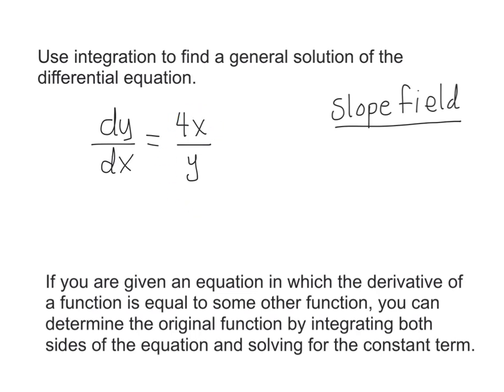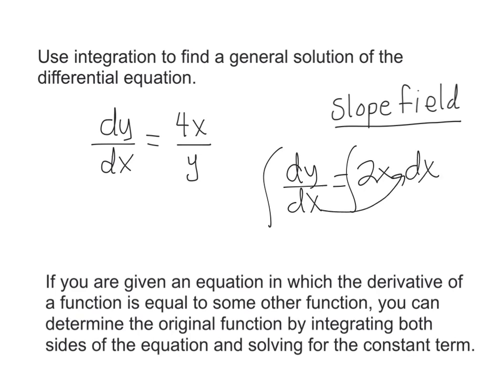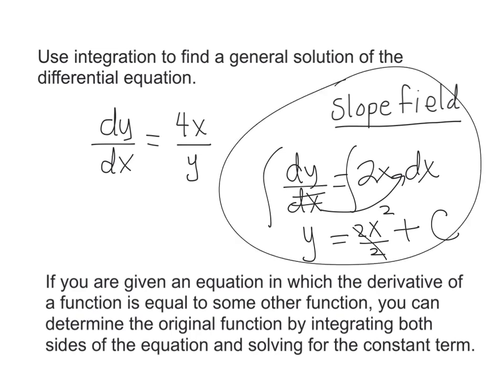So for instance, if I had dy dx is equal to 2x, I could integrate both sides. Actually, what I would do is move the dx over here and then integrate both sides. If I integrated dy, I would end up with y, and if I integrated this, it would be x squared over 2, plus c. And that's what we're after.